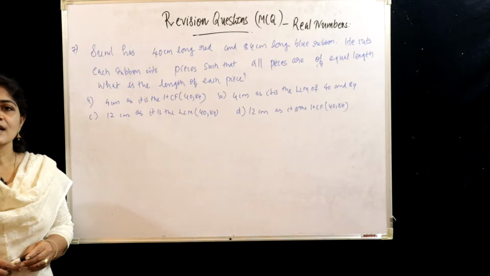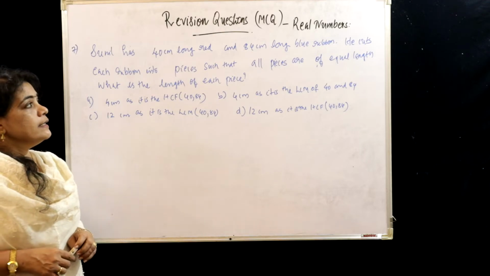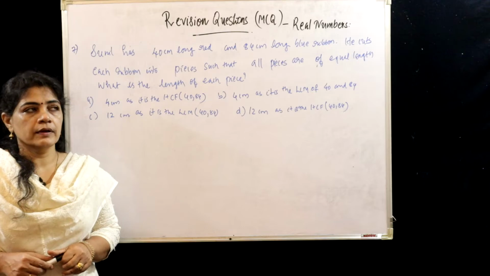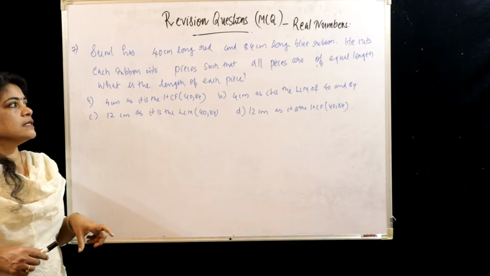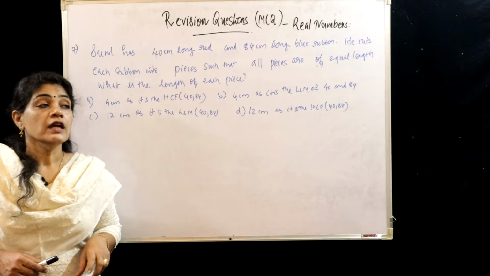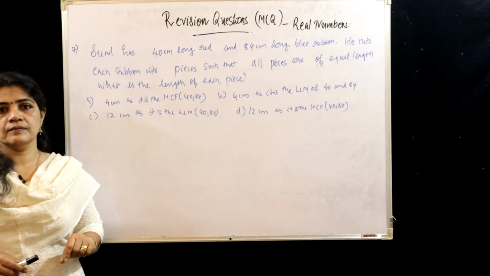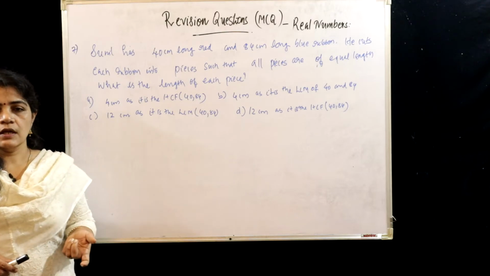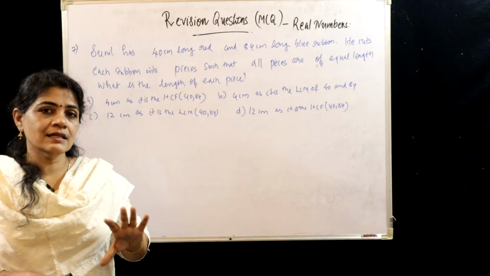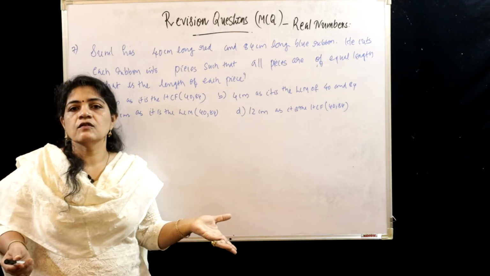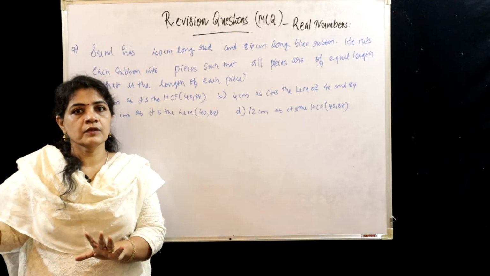Now the 8th question. Sunil has a 40 centimeter long red and an 84 centimeter long blue ribbon. He cuts each ribbon into pieces such that all pieces are of equal length. What is the length of each piece? That is the question. Since each ribbon, each color, is divided into equal pieces and nothing is remaining after that, that is very important.